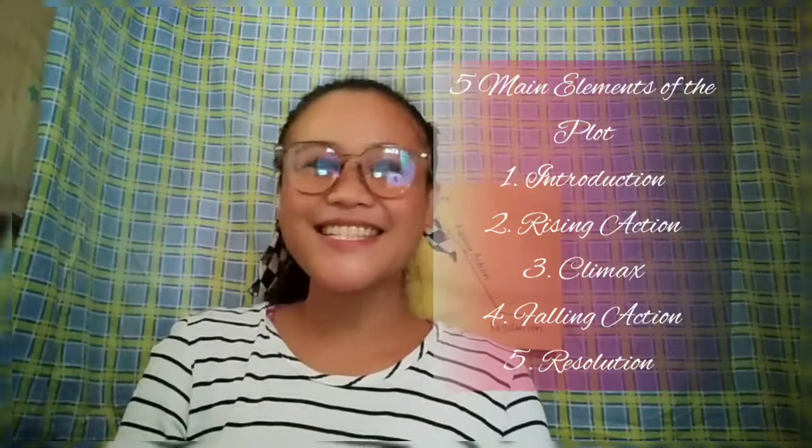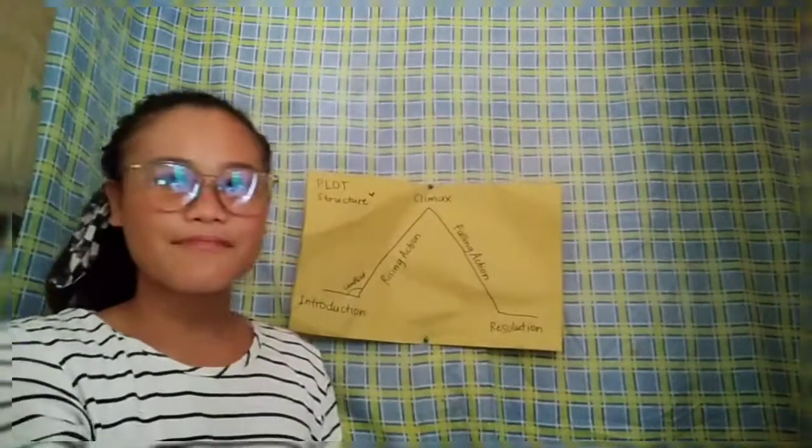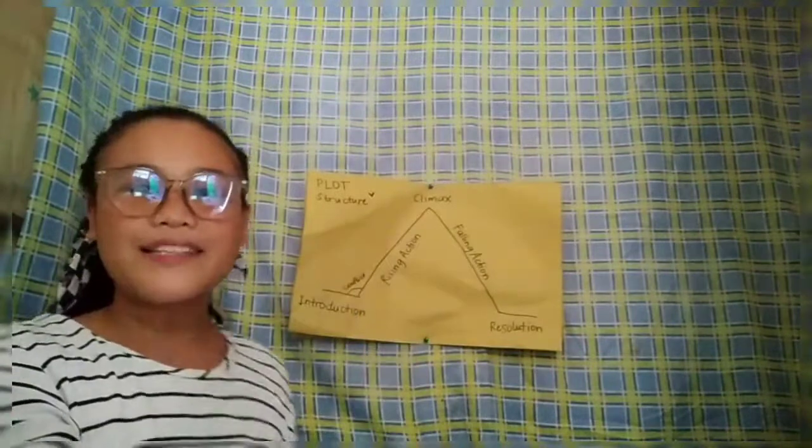So going back. Even though the plot is an essential element in a story, there is a specific plot structure that most stories follow. In fact, there are five main plot elements to be aware of. Okay, the first element is the introduction. I have here a diagram. Everybody can see it. Okay. This is an example of a plot structure.